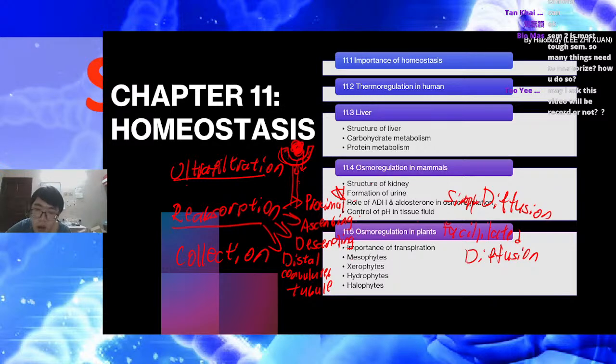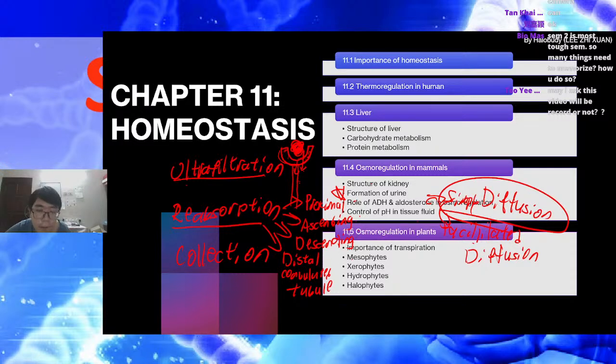Not all of the components are simple diffusion only. Some parts are facilitated diffusion. Which ones? You learn it, you will know. So be careful in the examination. You have to write carefully. If you just write diffuse, when actually it is facilitated, or you just write simple diffusion, totally wrong. Be careful with these two: facilitated or simple diffusion. This applies to these four components.